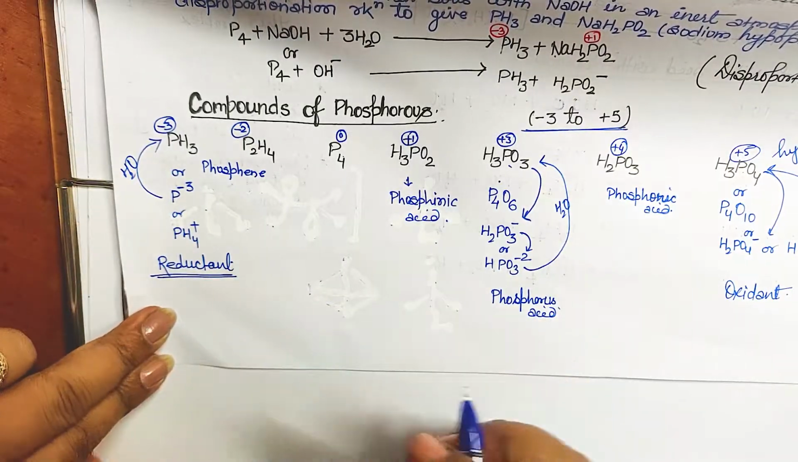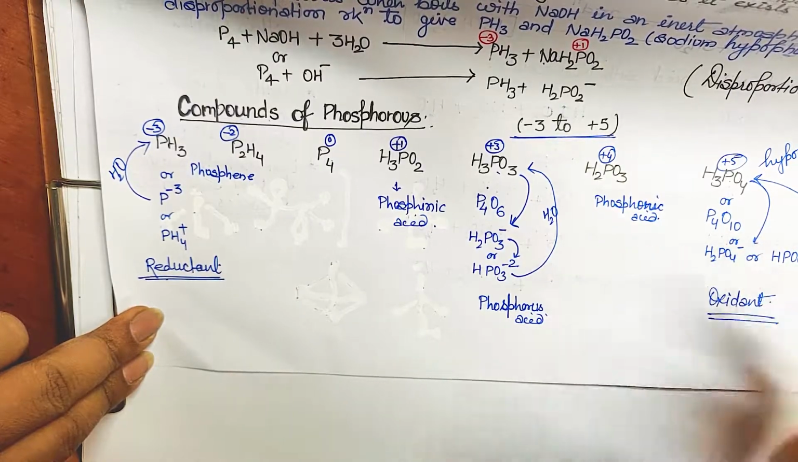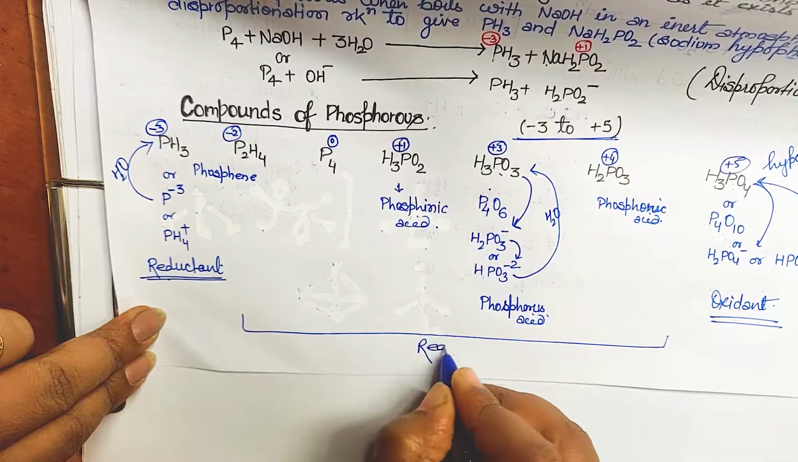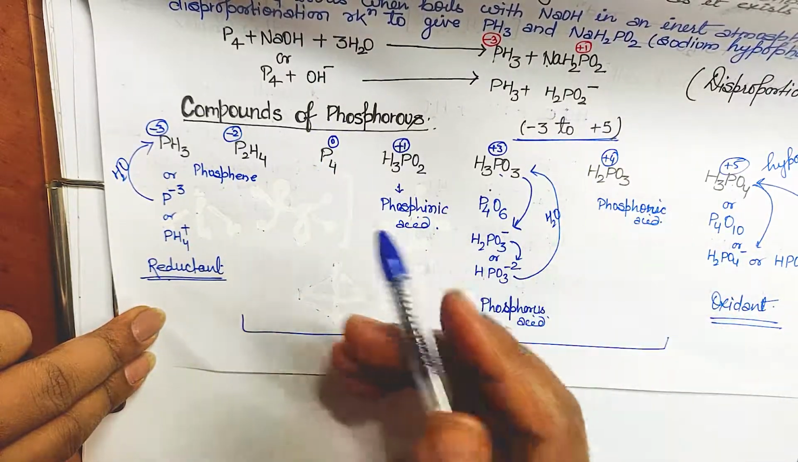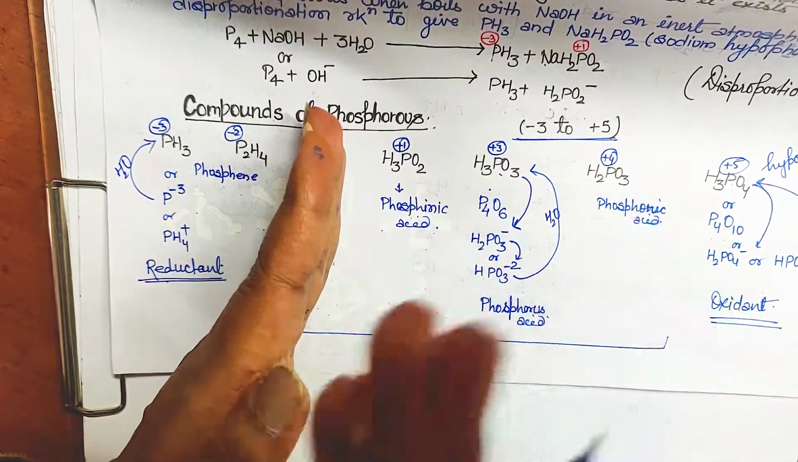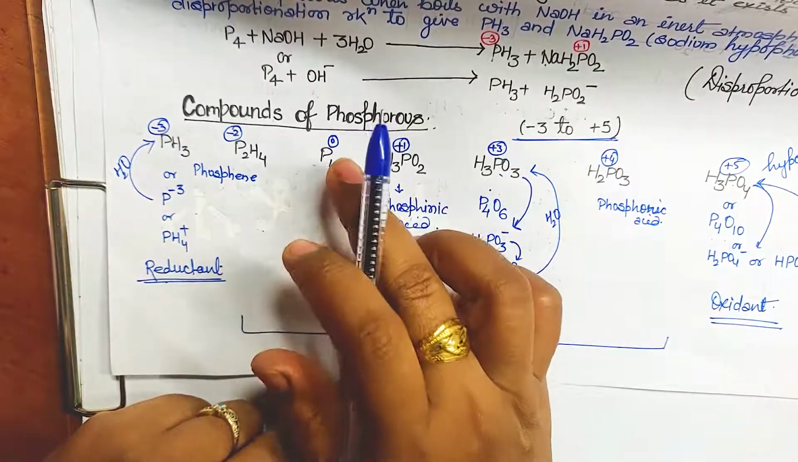As I told you, this one will be the reductant and this one will be the oxidant because it has the higher oxidation state, and whatever is in between is redox. Out of all these, P4 is the most important one, as it shows the disproportionation reaction. That means both oxidation and reduction are possible. Although this is also used, this one is most important.